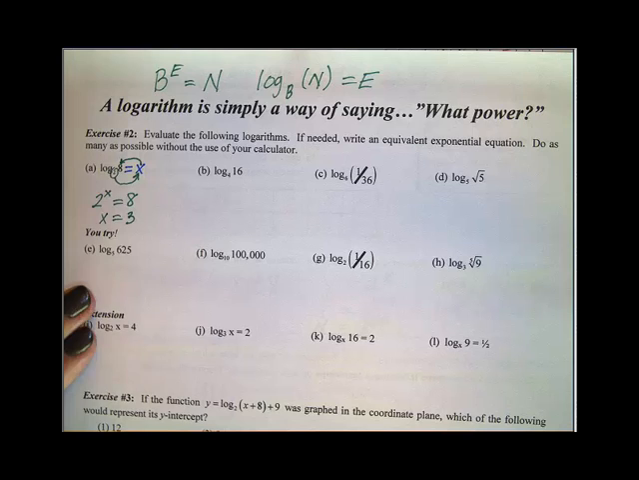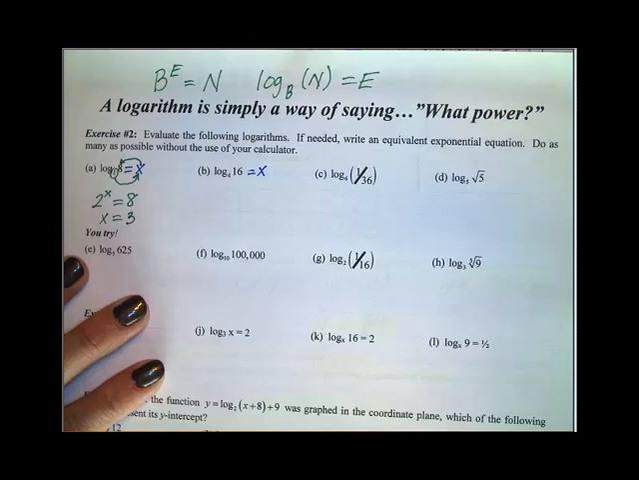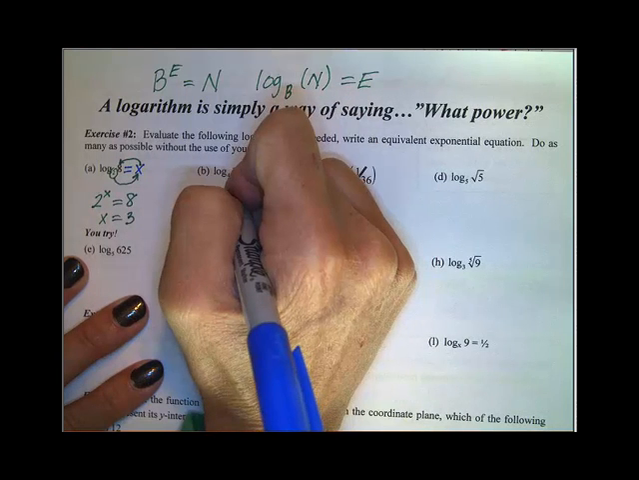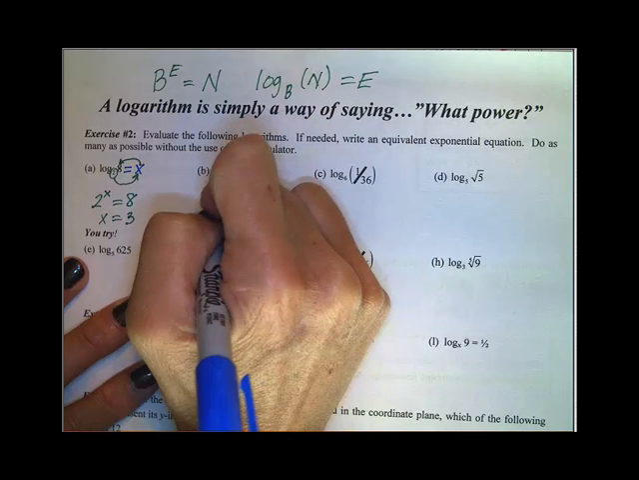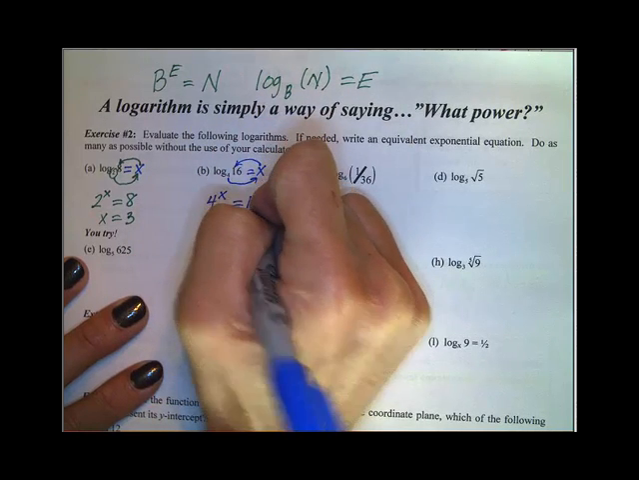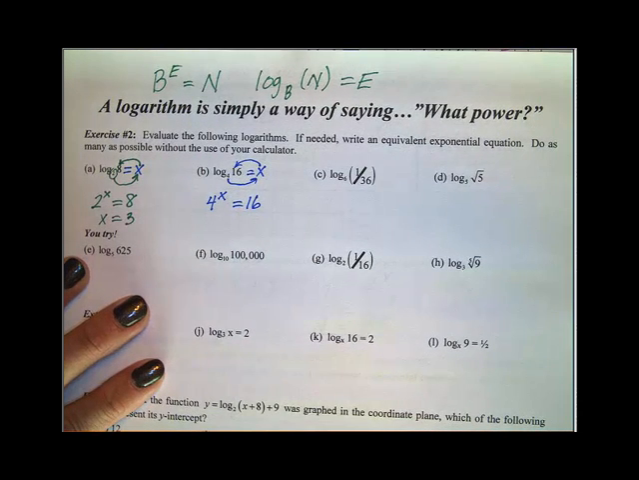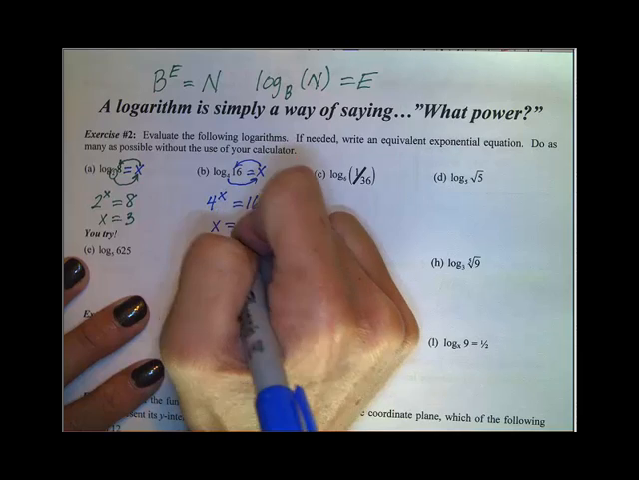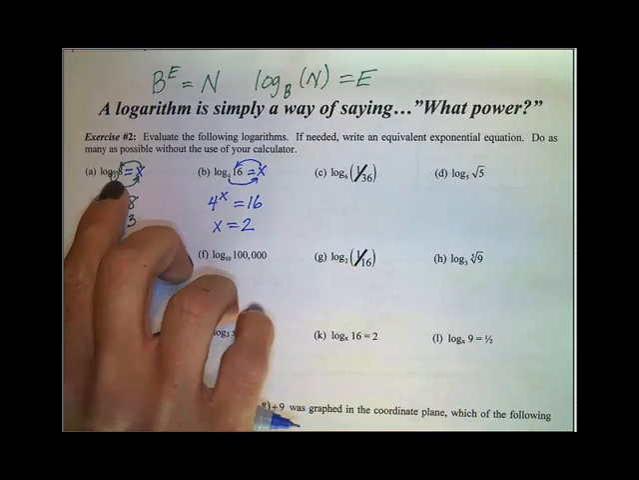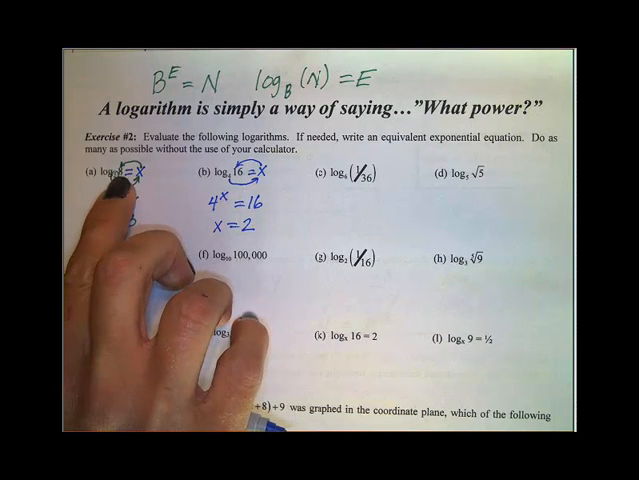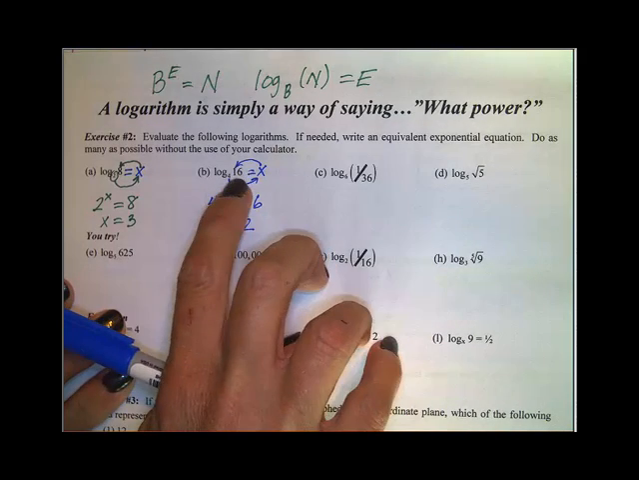So the next one, log base 4 of 16. We don't know what it equals. So we know the base is 4, the exponent is x, and it equals 16. So 4 to the x equals 16. So what's 4 times 4? 16. So what does x have to equal? What is the exponent? 2. So notice all of these, we're saying the base is 2, it has to equal 8. Well, 2 to the third equals 8. 4 to the second equals 16.